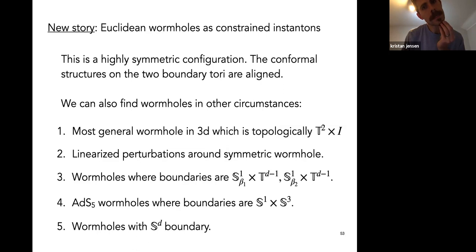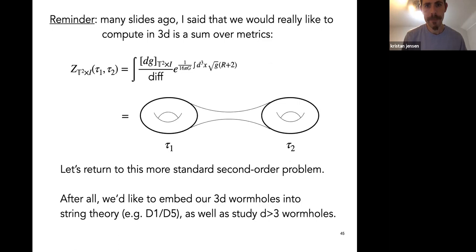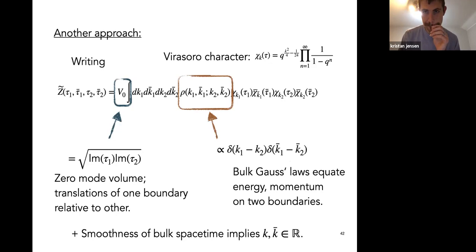So you didn't have time to talk about the bootstrap calculation of your partition function. Right. But may I just ask, does your bootstrap method give you the ordinary Maloney-Witten partition function?